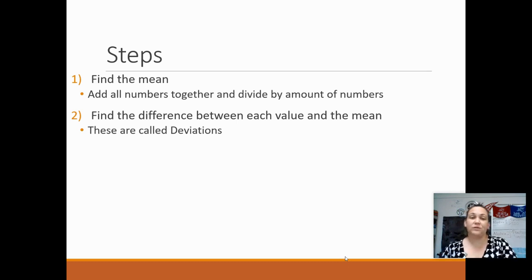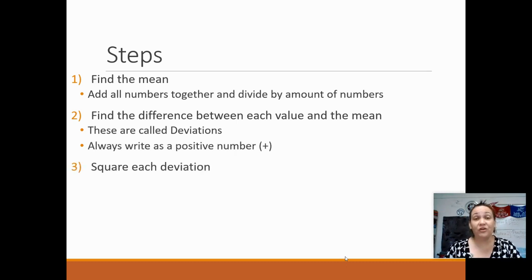When you're finding the difference between each individual value from the data and the mean, those are called deviations. And we usually write deviations as positive numbers. So if you subtract them from the mean and you get a negative answer, just don't write the negative on your paper. Just write the number as if it was positive.